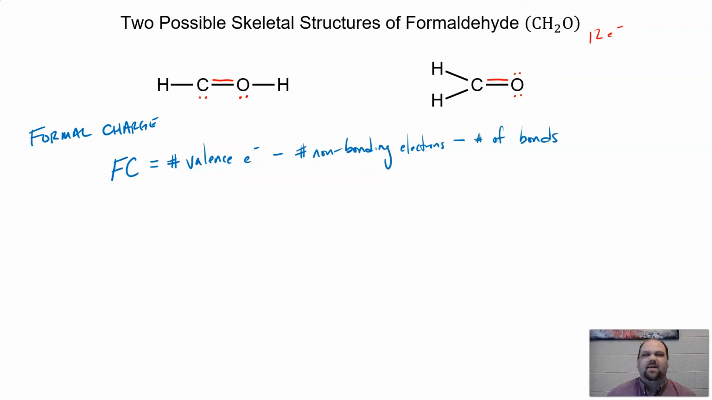Okay. Formal charge is something that each atom has, not the molecule overall, but every atom will have a formal charge. The goal is that we reduce formal charge as much as possible. I'll write that down here. So the goal is to reduce formal charge as much as possible.